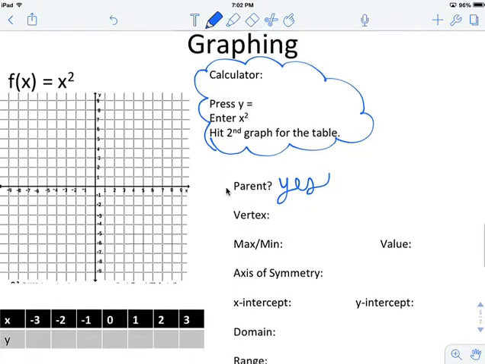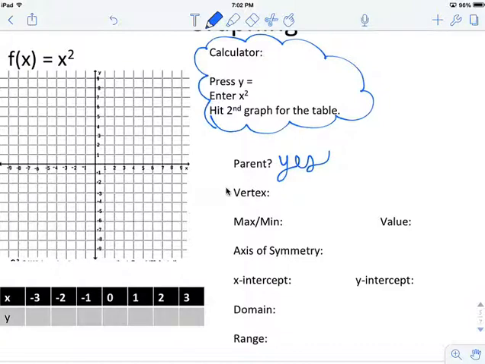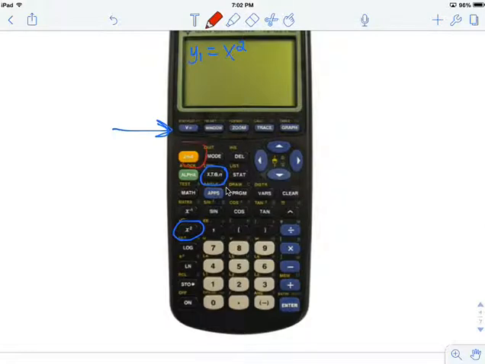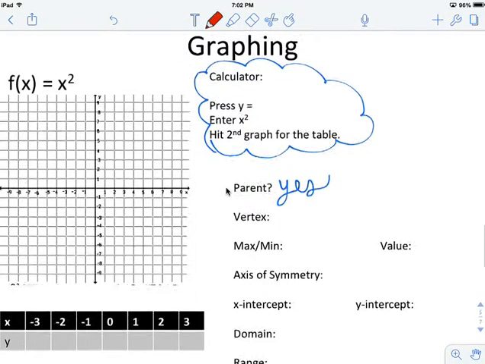Once you have done that, we are going to bring up a table. So you are going to now hit second, which is the yellow button, and then graph. Once you hit second graph, a table should pop up. Now, my table looks a little different here, but you should still be able to fill in the missing values.